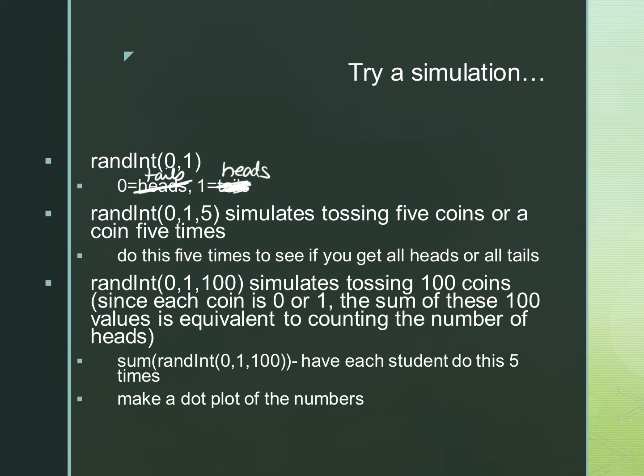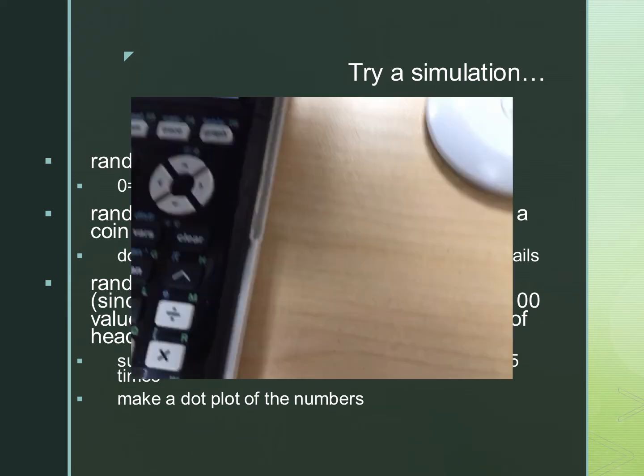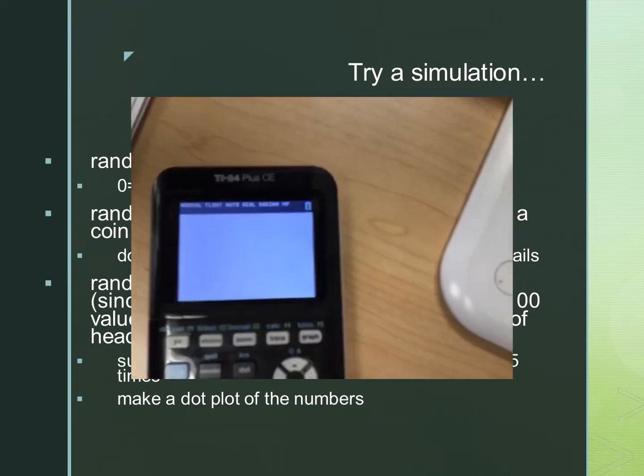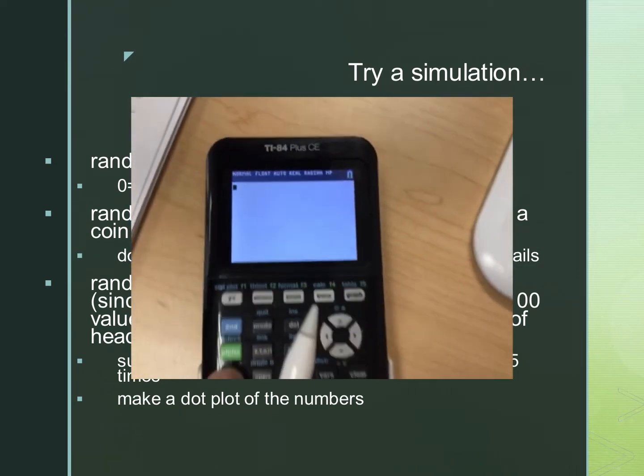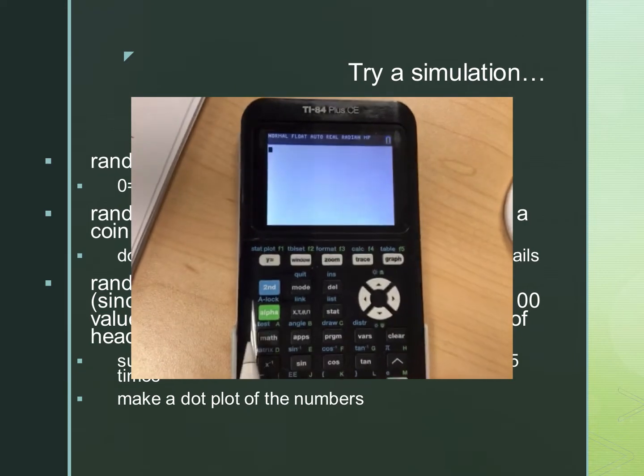If I go into my calculator, hit the math button. Math. Hold on, let me get a video going here. Sorry. We are not using the coin flipper. We're going to go to our math button.